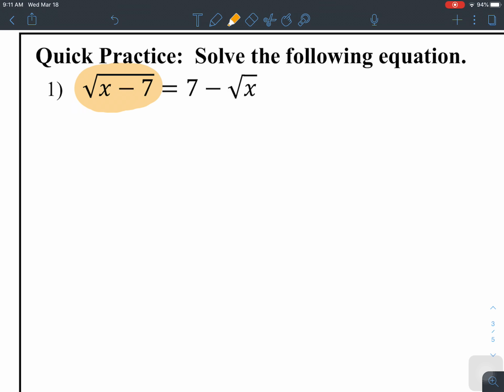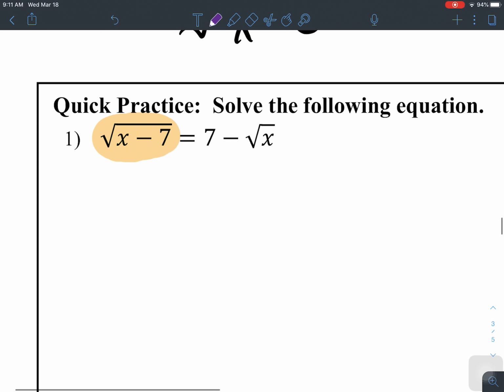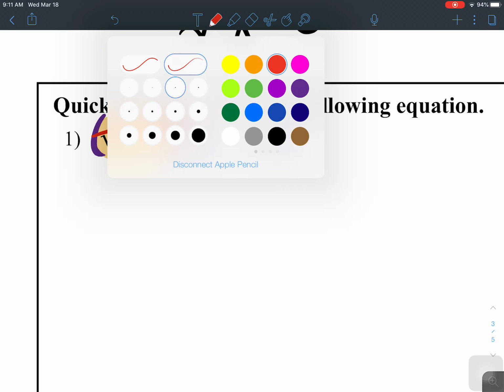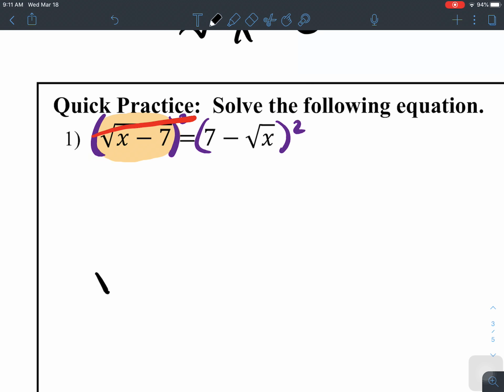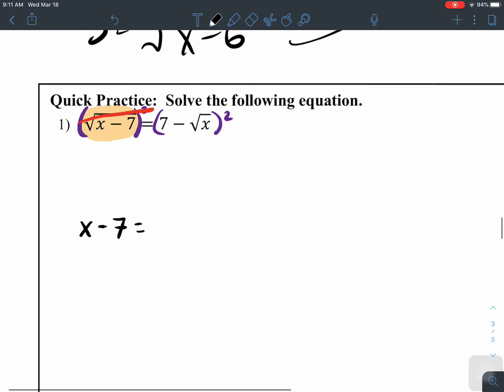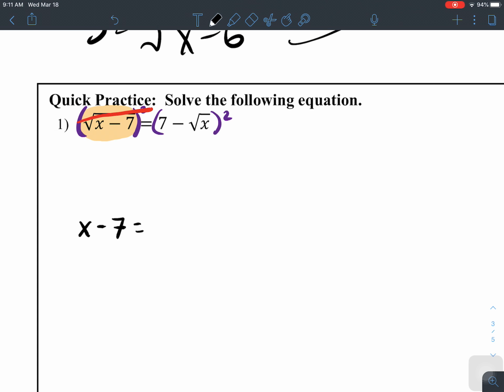This radical is all by itself. I like it. It's by itself. I'm good. I see there is another radical on the other side. I'm not going to freak out over it. I'm going to think visually about organizing. So the entire left side goes in parentheses. The entire right side goes in parentheses. The radical and the square on this side are going to cancel. I'm going to give myself some room because the left side is the easy side. The right side is the more complicated side.